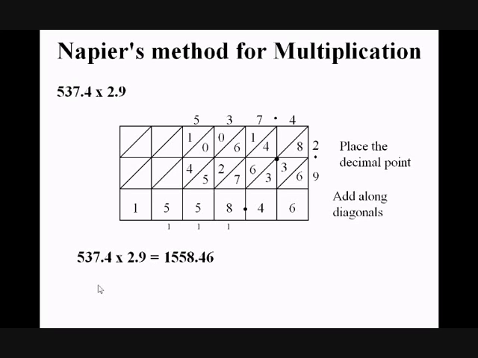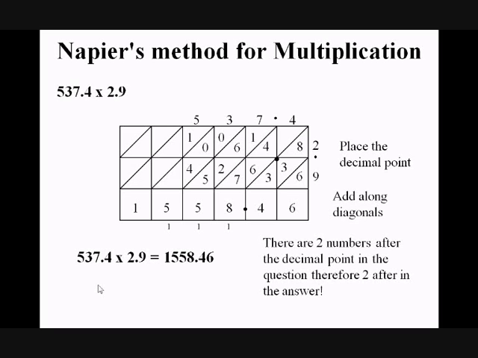Although this method does give me a way of putting in the decimal point, so it works well for integers, that's whole numbers, as well as decimal numbers, you can use other methods to find out where the decimal place is. The first one is that if you noticed in the question, there are 2 numbers after the decimal point. There's this 4 and this 9. So in the answer, there's going to be 2 numbers after the decimal point, these 2. That's one way of doing it.